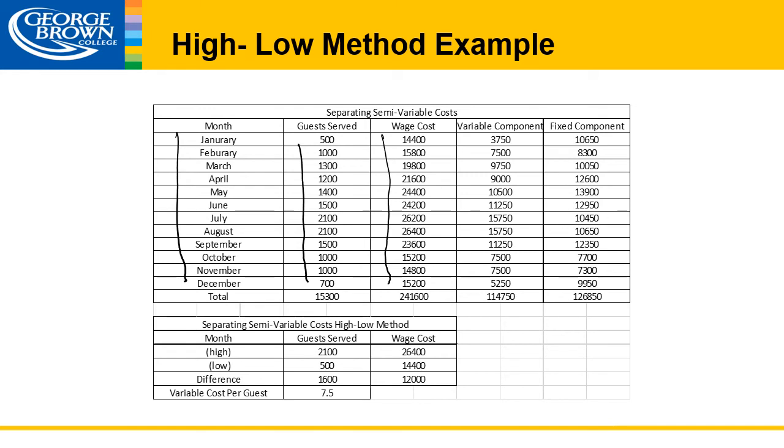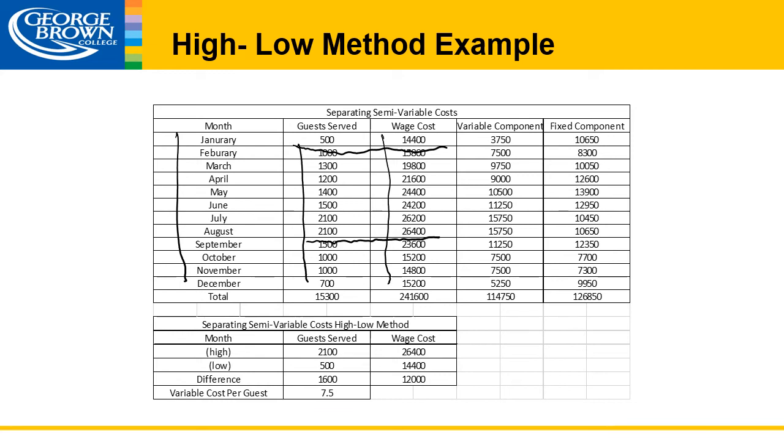Again, the first step is we look through our data set and find the highest and lowest values. One of the assumptions we're making here is that these two variables, guests served and wage cost, are linear to some degree. So when one increases, the other one increases as well. For example, I think 2100 right here is the highest value, and the lowest value, I believe, is 500 right here. So that's our high and low values.